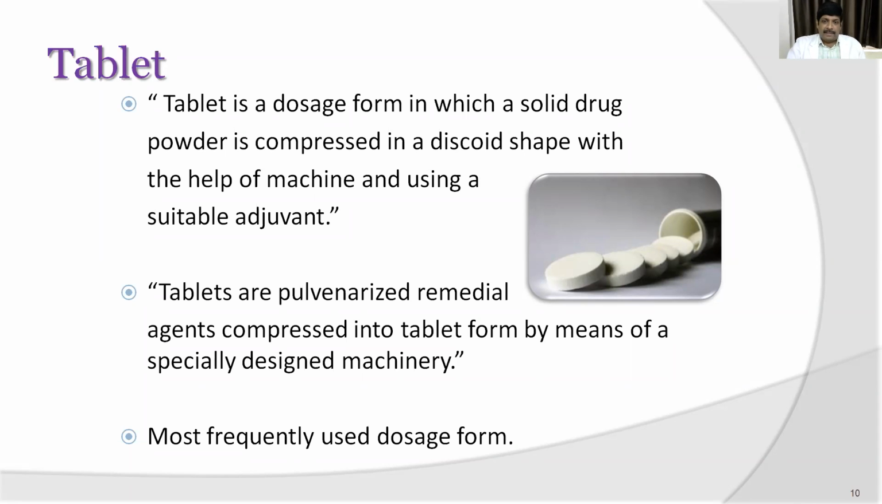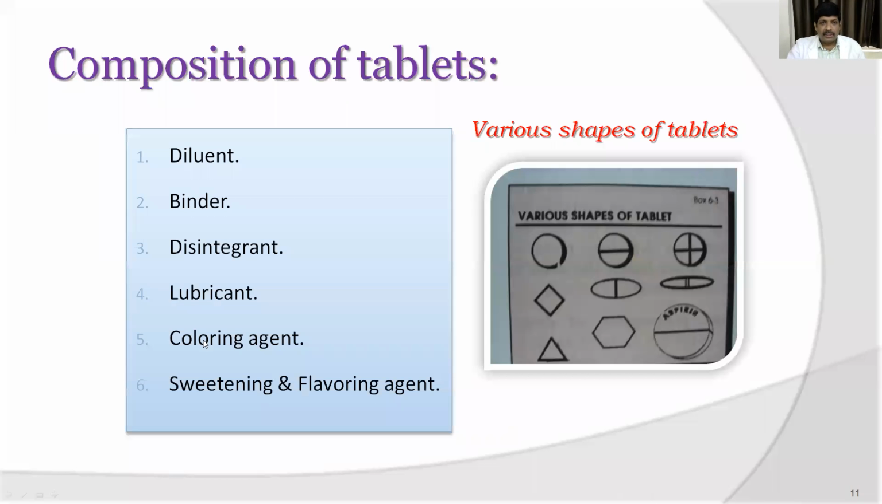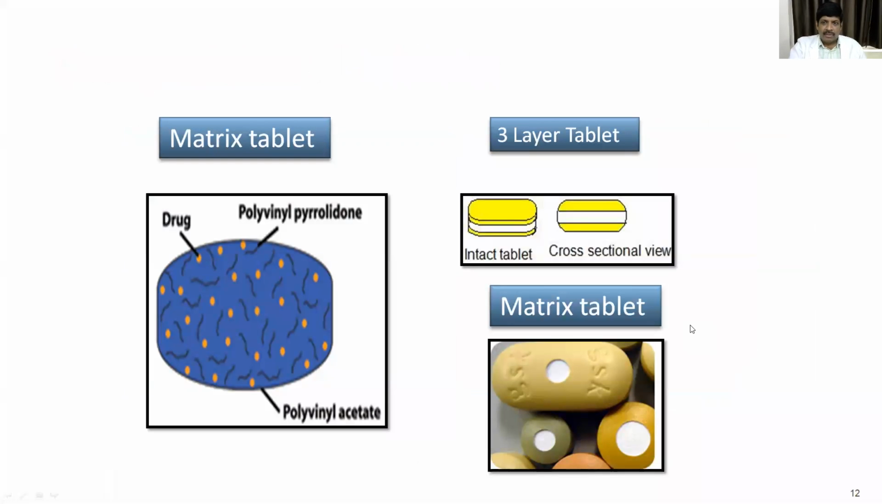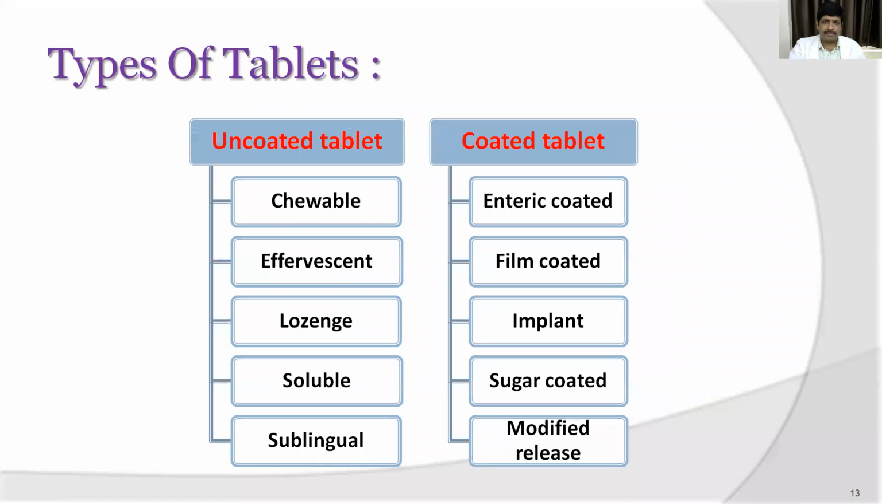These are the diluent, binder, disintegrant, lubricant, coloring agent, sweetening, and flavoring agent. They are put inside the tablet. There are various shapes and sizes of tablet. We have the matrix tablet, where there is drug and a matrix inside, which is first released to give instant action, and then slowly the other part of the medicine is released to give prolonged action.